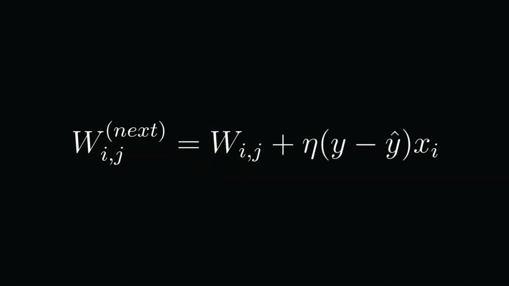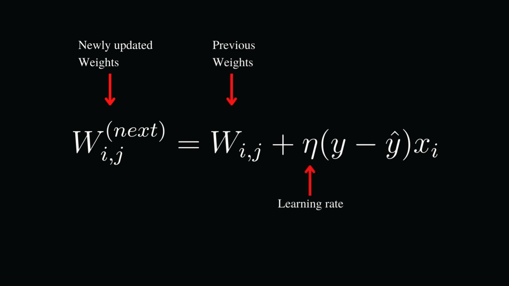The update rule for weights is shown here. This term is the newly updated weights, and this is the previous value of weights. This Greek letter, eta, points to the learning rate. Learning rate is the number of steps the algorithm needs to take to converge into a solution.